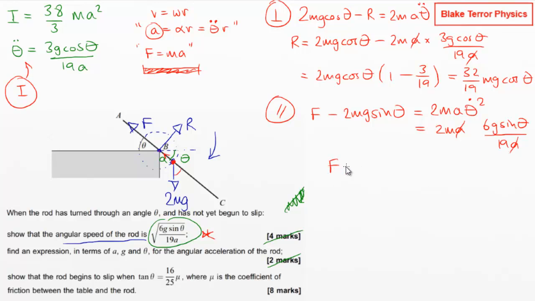So F is going to be equal to, the 2mg sine theta factorizes again. So 2mg sine theta, 1 plus, in this case, what's left? 6 over 19, yeah. So that's going to be 50 over 19 by the time we multiply by that 2, 50 over 19 mg sine theta.